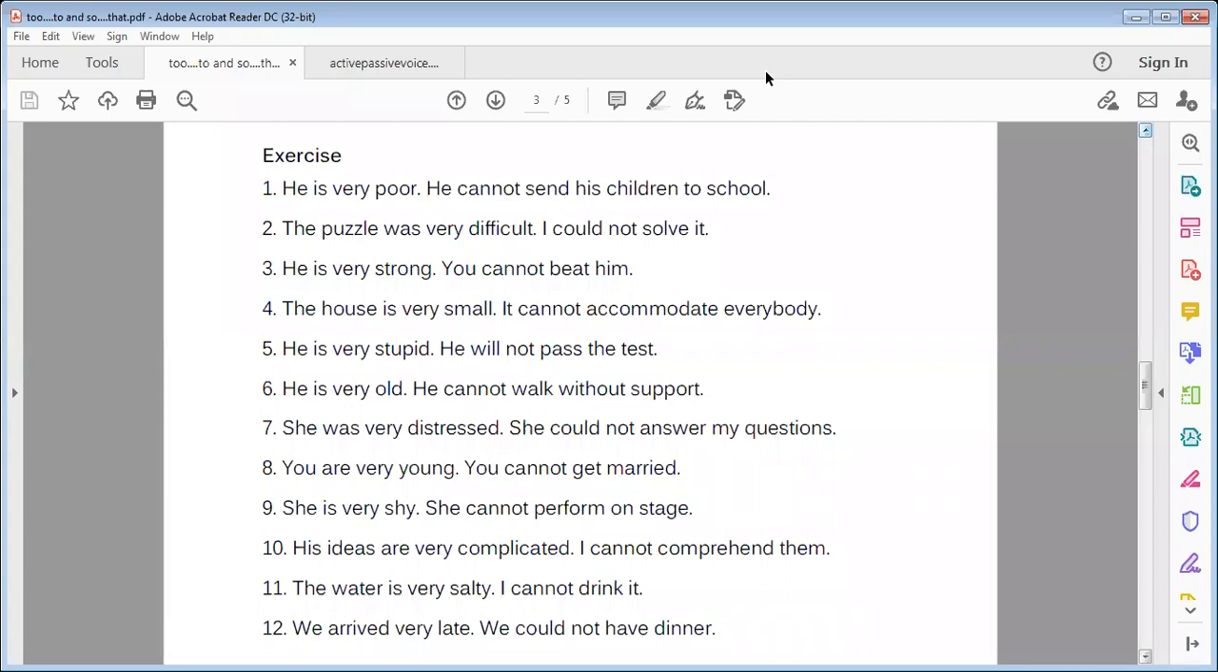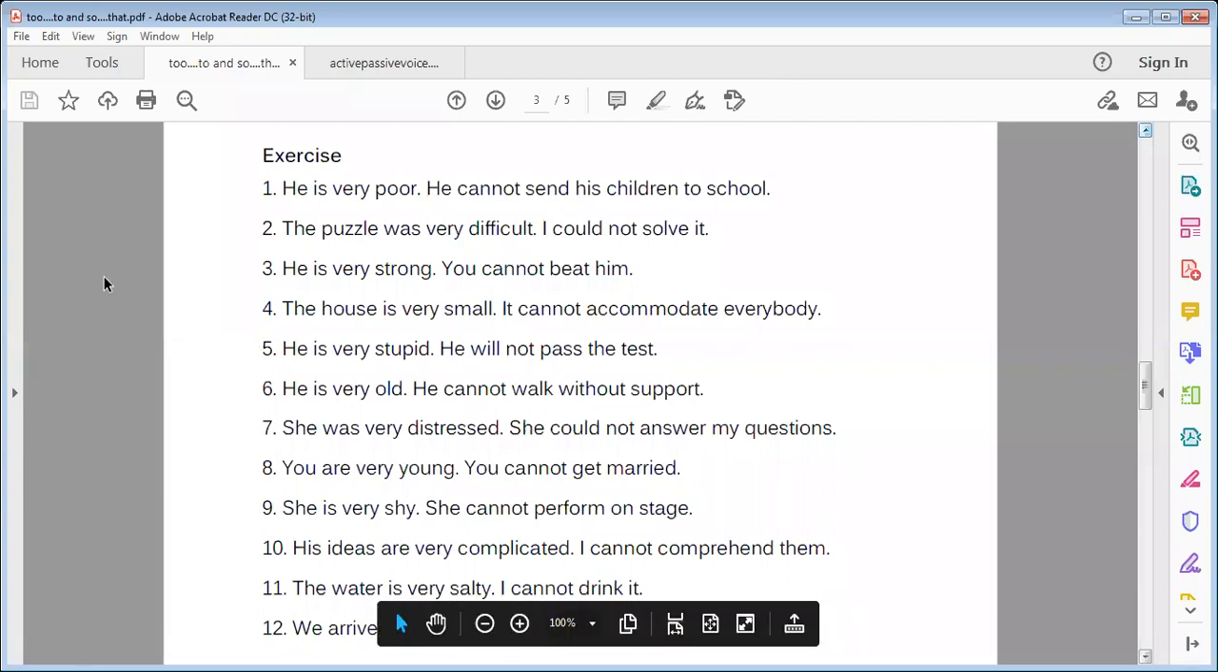Okay, Aishwarya, I have asked to join the first 6 sentences using to, and next 6, that is 7 to 12, using so that.